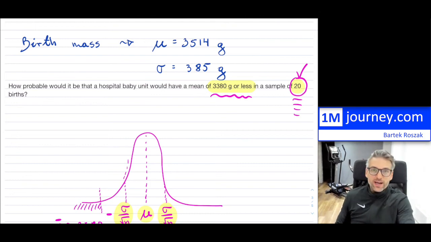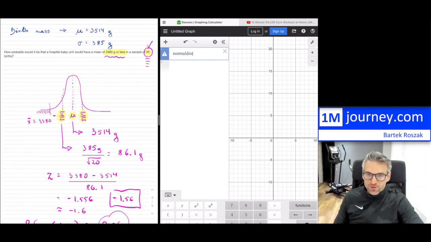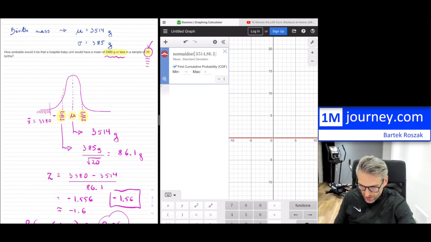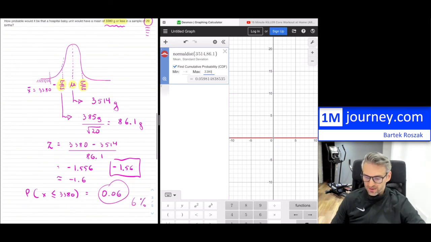Now let me just double check. I'll pull up Desmos. So in Desmos, normal distribution. In this case, we have 3,514, that's the mean. My standard deviation was 86.1. All right, and now I want to find my cumulative, so I'm going to hit that, and my maximum was 3,380. So there you go. 0.0598, so 6%, which is exactly what we got from our z-scores in our table.